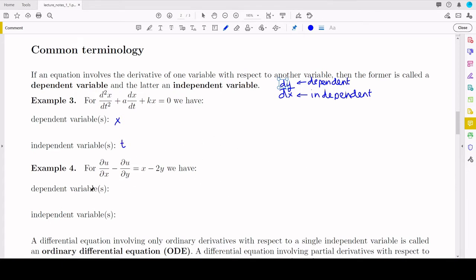Now, this also works for so-called partial differential equations. This funny-looking d is the notation we use for a partial differential equation. So the variable that's on top, that's the u, is the dependent variable. And the independent variables, in this case, we have two. We have the partial derivative of u with respect to x, and the partial derivative of u with respect to y. So the independent variables are x and y.